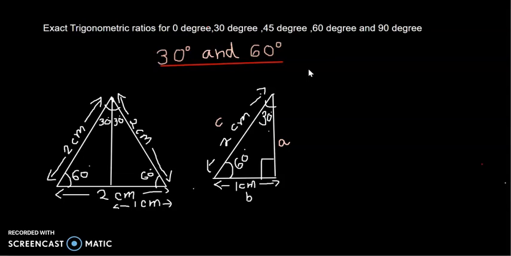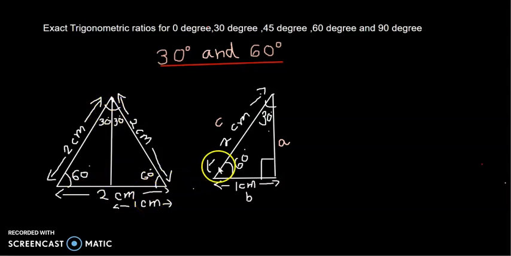To evaluate the trigonometric ratios for 30° and 60°, we take an equilateral triangle. An equilateral triangle has the same angle measures, that is 60°, and the same side lengths. Here we take a 2 centimeter equilateral triangle, then split it into two halves. So the 60° becomes 30° and 30°, and the length 2 centimeters becomes 1 centimeter and 1 centimeter.